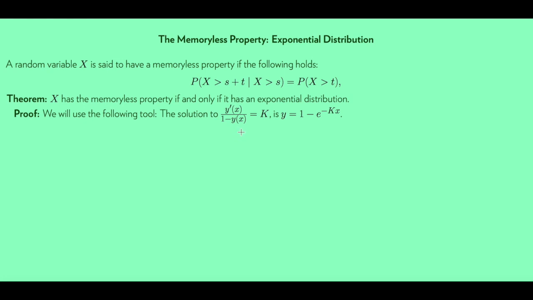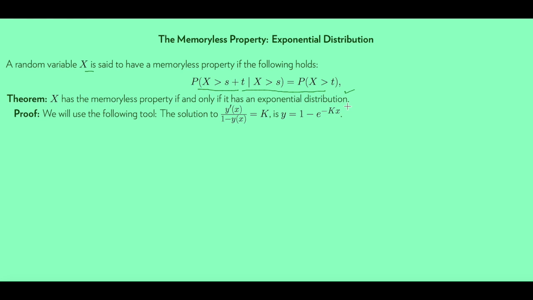Hello, so in this video we will talk about the memoryless property of a random variable. By definition, a random variable X is said to have a memoryless property if the following holds: the probability of X greater than s plus t given that X is greater than s is equal to the probability of X greater than t. Okay, so then we check which random variable has this property, and we start with a theorem: X has a memoryless property if and only if it has an exponential distribution.